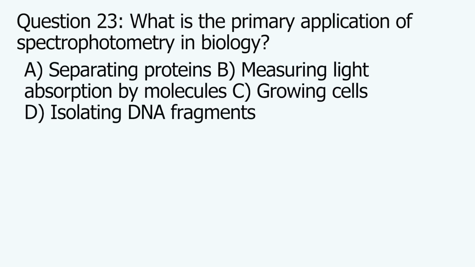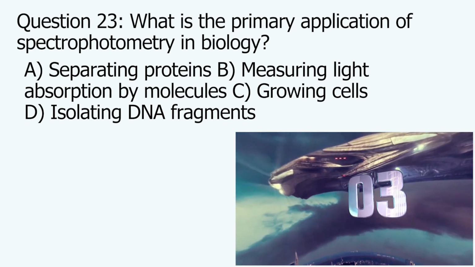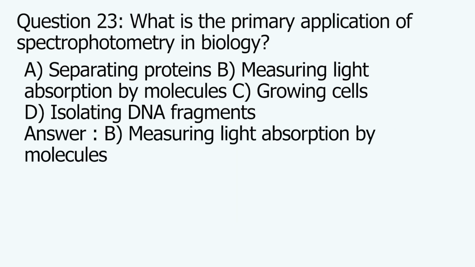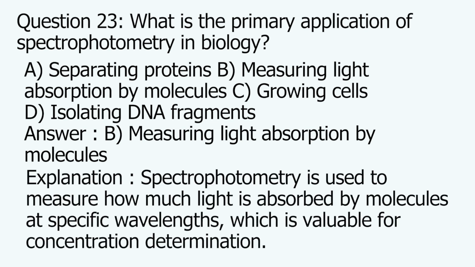Question 23. What is the primary application of spectrophotometry in biology? A. Separating proteins. B. Measuring light absorption by molecules. C. Growing cells. D. Isolating DNA fragments. Answer. B. Measuring light absorption by molecules. Explanation: spectrophotometry is used to measure how much light is absorbed by molecules at specific wavelengths, which is valuable for concentration determination.